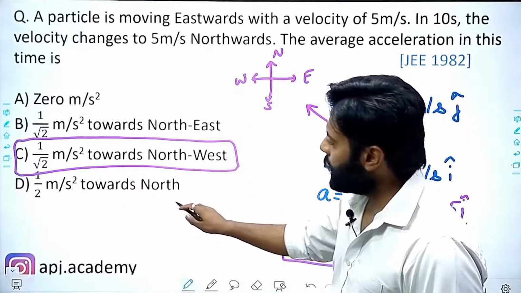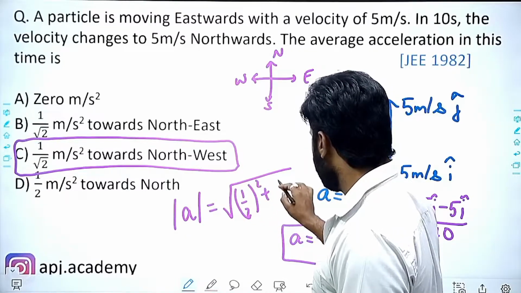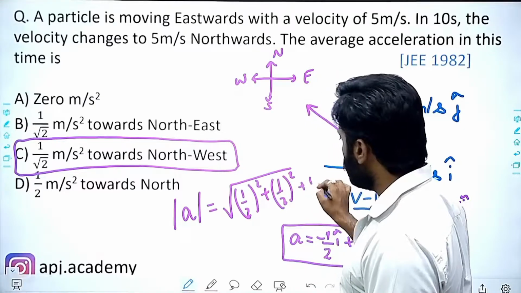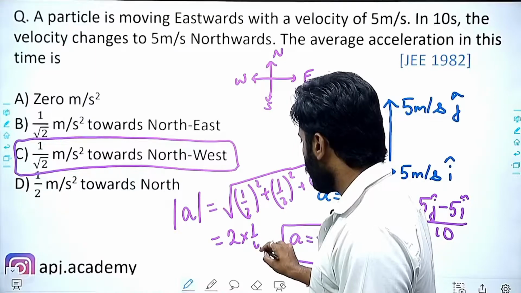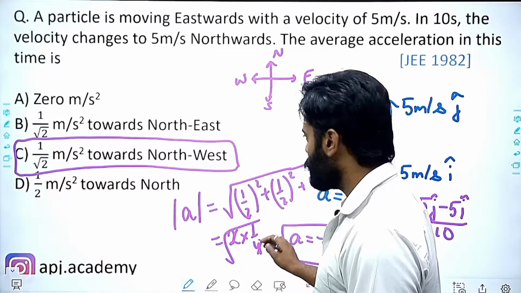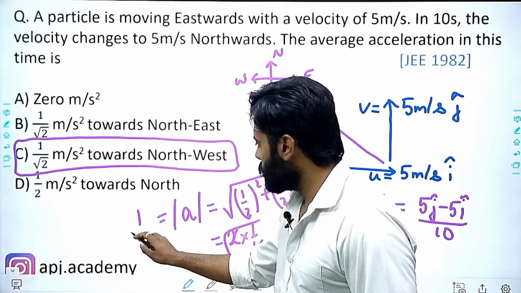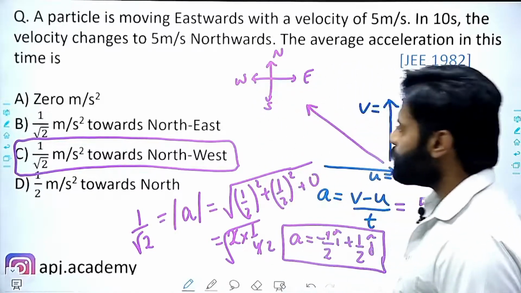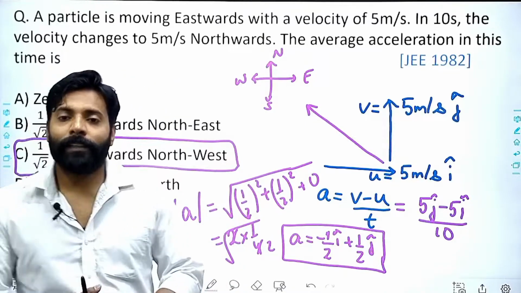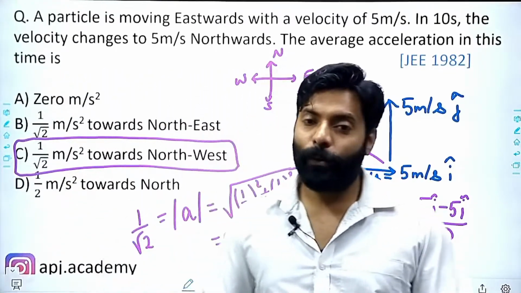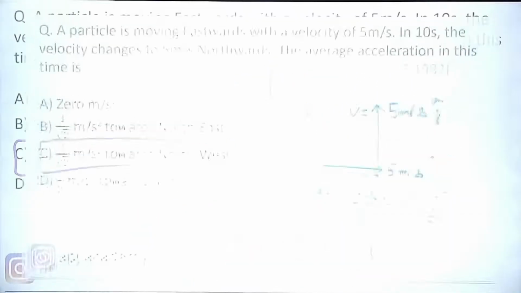Even you can calculate the magnitude if you want. Magnitude can be easily calculated by 1 by 2 square plus 1 by 2 square, and there will be 0 because cos 90 degree is 0. Then I can easily get 2 times 1 by 4, which is 1 by 2, and root. So this will be 1 by root 2, right? So this acceleration is 1 by root 2, right? So this was a question from 1982. Very, very old question, but very, very good question. Let's move.